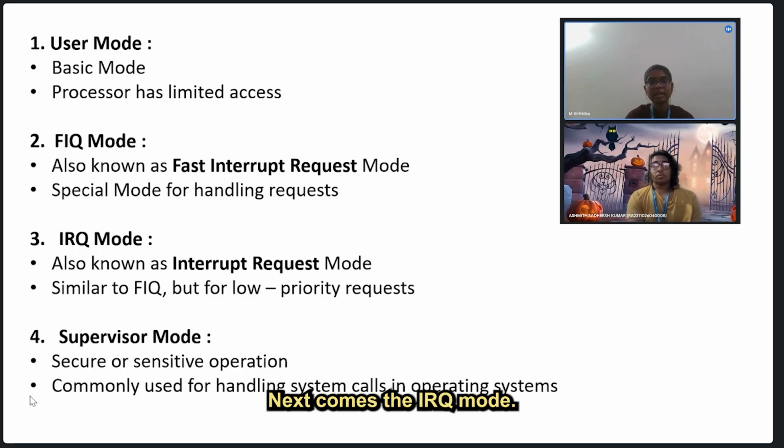Next comes the IRQ mode. IRQ mode is also known as interrupt request mode. This type of mode is similar to FIQ mode, but it is used when low priority requests come in. Next comes the supervisor mode. So our processor enters into supervisor mode when it needs to perform secure or sensitive operations, and this type of mode is commonly used for handling system calls in operating systems.